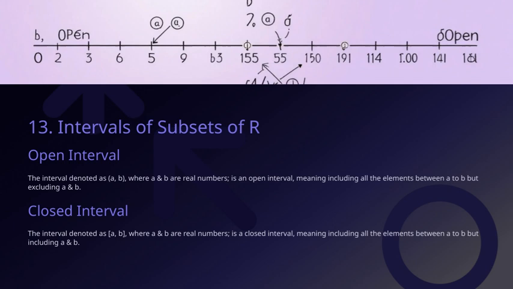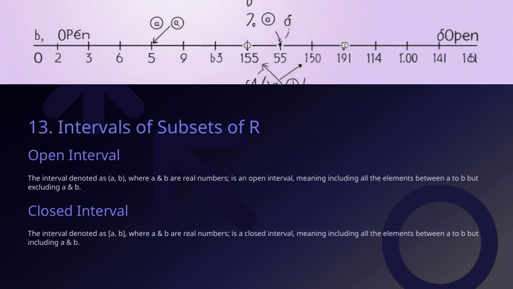Now, on the other hand, when we write (a, b), we're dealing with an open interval. This includes all the points between a and b, but excludes the endpoints. So, in the case of an interval from 1 to 5, it contains all the numbers greater than 1 and less than 5, but not 1 itself, nor 5.